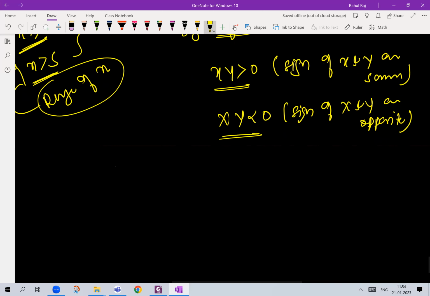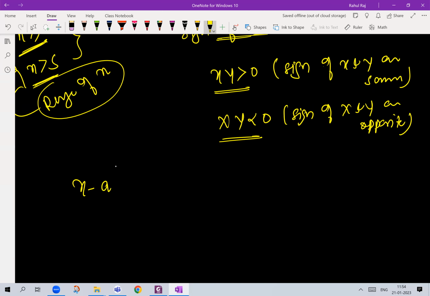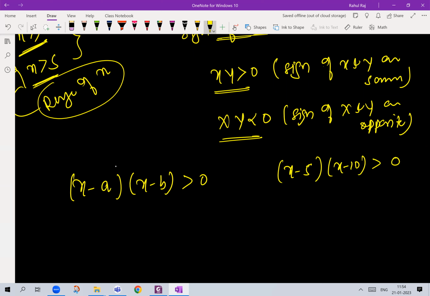So now I'll trick you a bit. Imagine if I say (x minus a) into (x minus b) greater than 0. It means, imagine if I say (x minus 5) into (x minus 10) greater than 0. What do you mean by this? What exactly does this mean? Please tell. You can keep your mic open and tell me if there is no background noise.